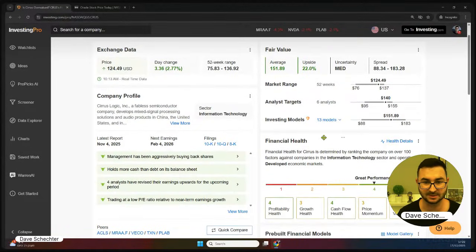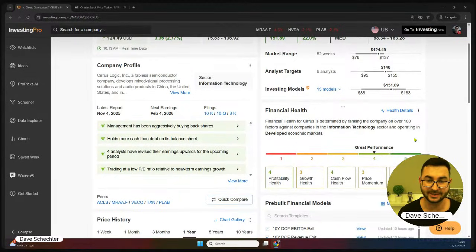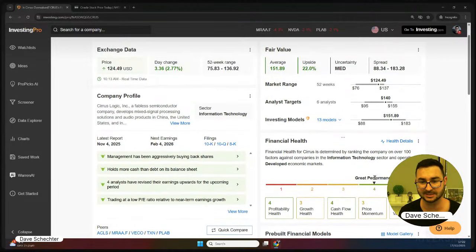Excellent. So the next thing I want to focus on here is something called financial health. So what is financial health? Financial health is determined by ranking the company on over 100 factors in companies in that particular sector and in that particular industry and operating in developed economic markets. So essentially, we are looking at 5 ARC metrics: relative value, price momentum, cash flow, growth, and profitability. And we're rolling those ARC metrics up into one overall health label. We then grade it on a scale of 1 to 5, 1 being bad, 5 being good. And in this particular scenario, Cirrus Logic has scored a 4 out of 5, giving it great performance.